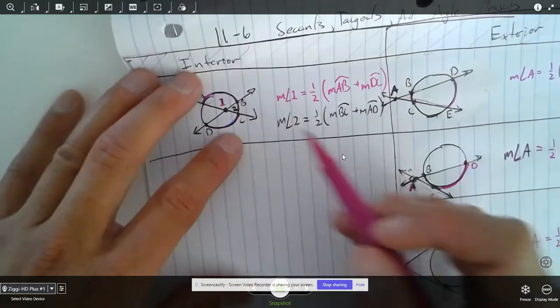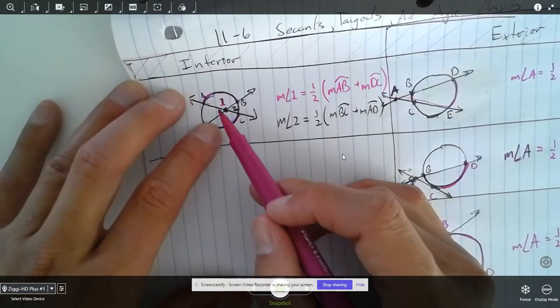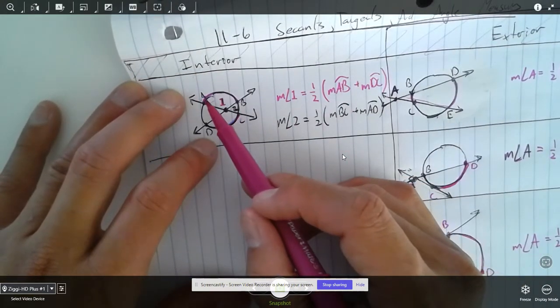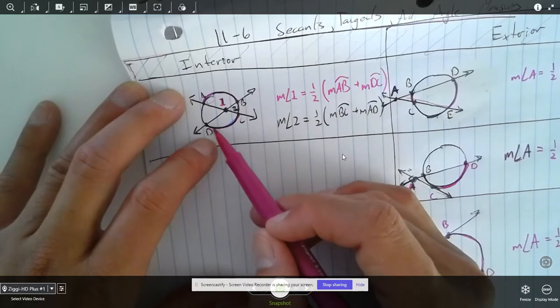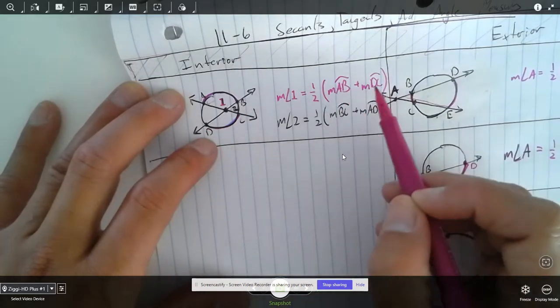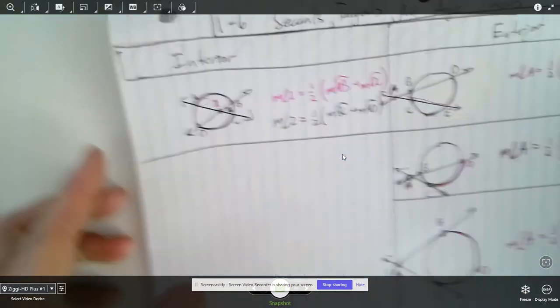Over here, again, it's different. If you're looking for the interior angles, you take the arc opposite of that and the arc opposite of that, add them, and then half them. Okay, so let's go through some examples now.